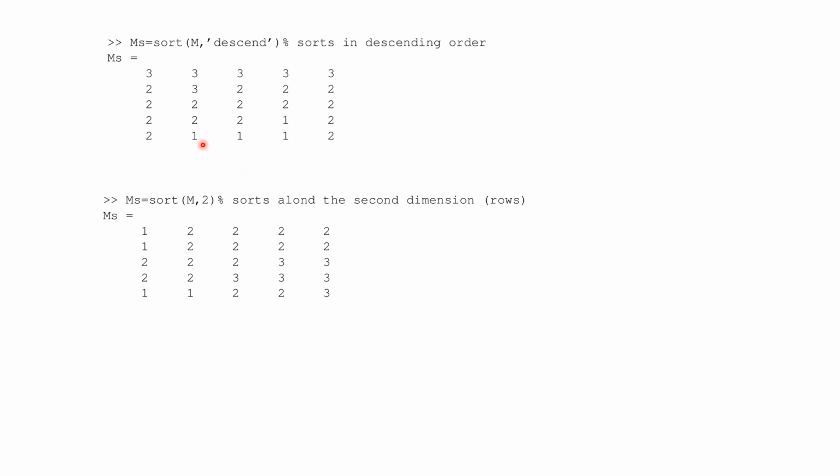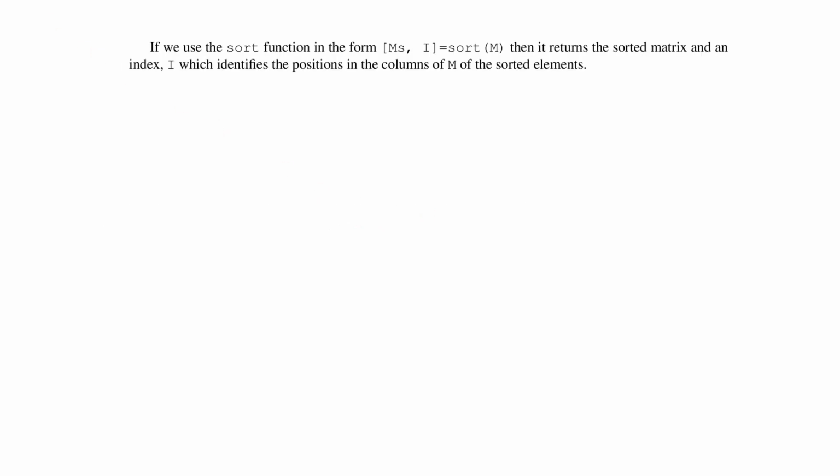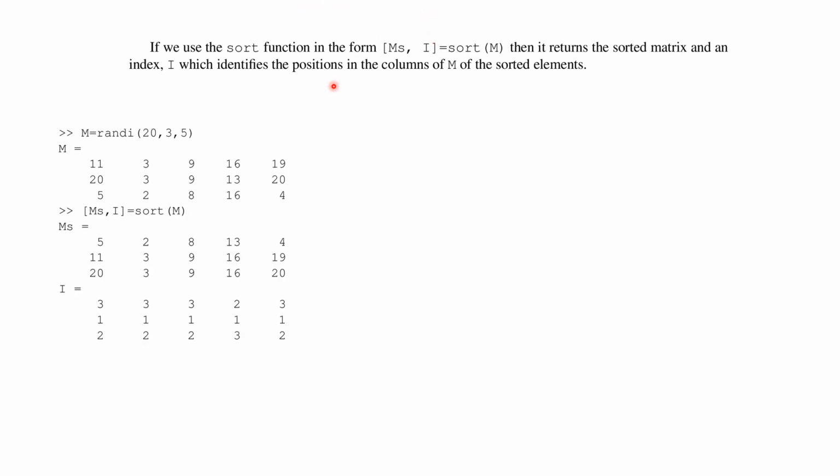And MATLAB by default takes column-wise as the first dimension. If you tell it sort M second dimension, then it'll sort along the rows. So it'll take the original matrix and then sort the rows in ascending order. Now the sorting function can also have an output, a two-dimensional output. Say we start with our M as before, and we ask it now to produce a matrix, which I'm calling MS, to be sorted M, and an index matrix I. This is what happens.